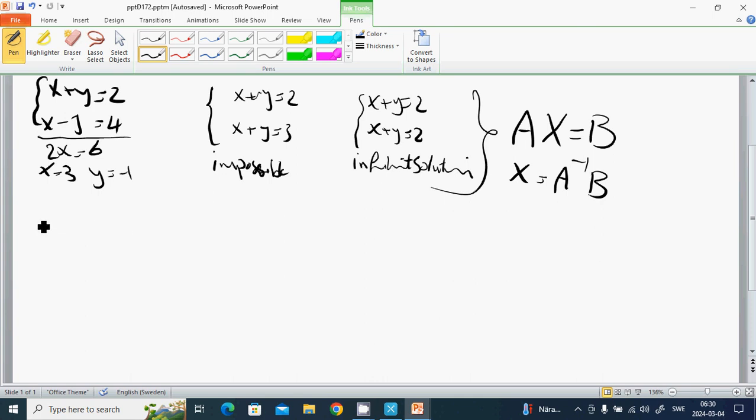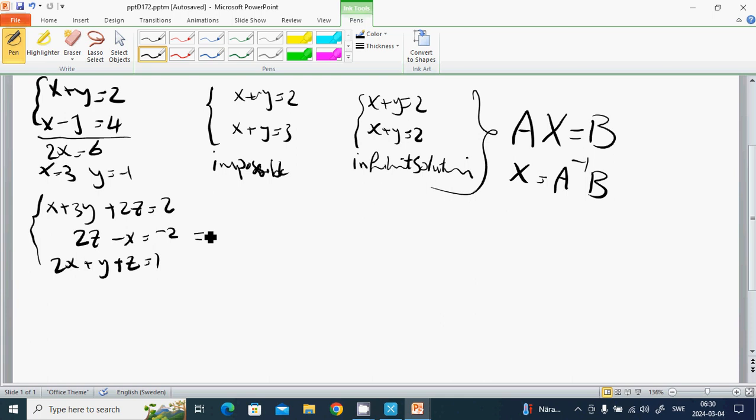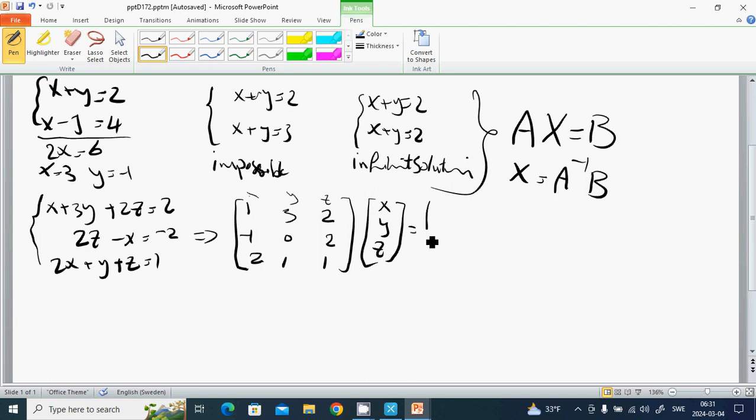Example is x plus 3y plus 2z equals 2, 2z minus x equals minus 2, 2x plus y plus z equals 1. We are going to use the coefficients: 1 for x, and it is x, y, z; 3, 2, minus 1, 0, 2, 2, 1, 1. X, y, z equals 2, minus 2, 1.